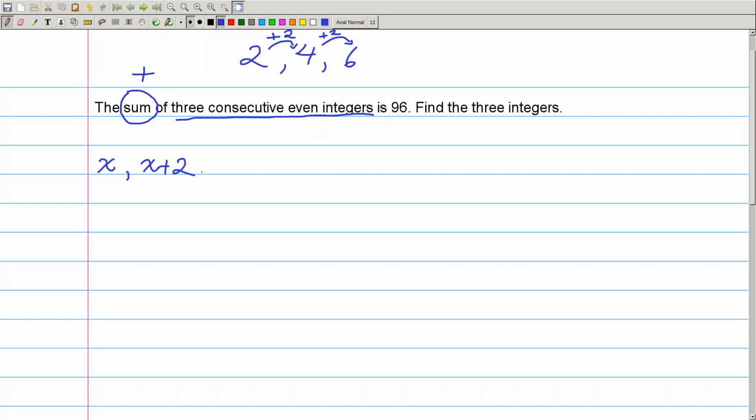Now here's the interesting part. What would be the next even integer up from x plus 2? Well, it'd be x plus 2 plus 2, because I keep adding 2 every single time. Well, 2 plus 2 is just 4, so I can rewrite this as x plus 4. So these are the three consecutive even integers, written algebraically.